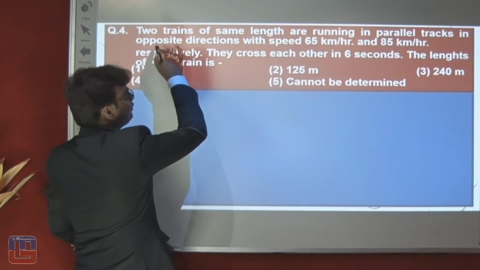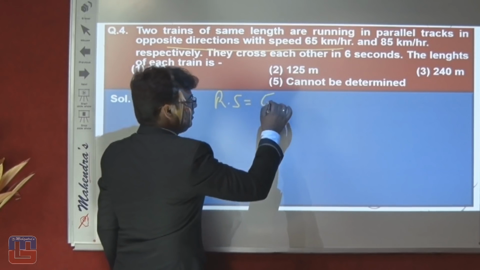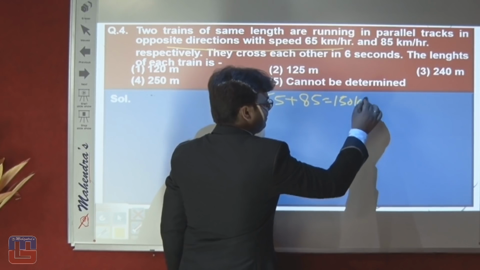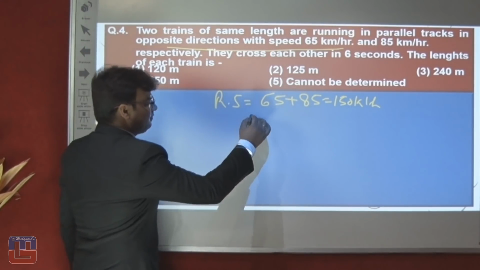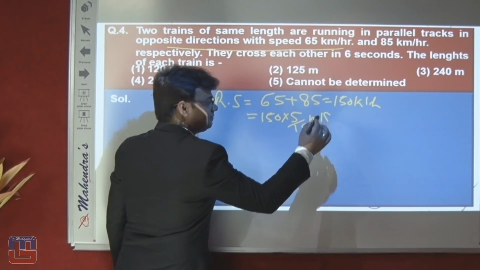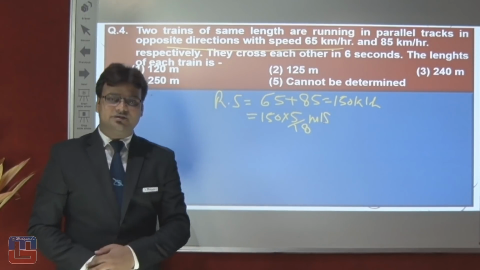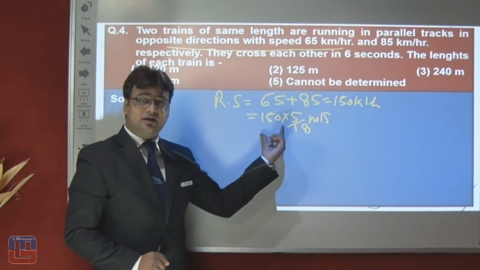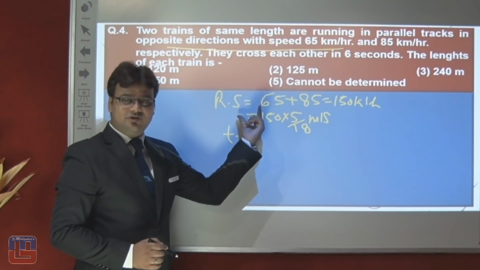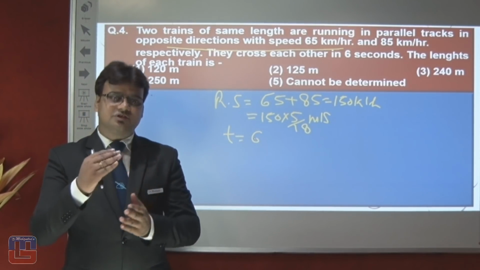Here the question says both trains are running in opposite directions. That means the relative speed is how much? 65 plus 85, that means 150 kilometers per hour. We write it as 150 into 5 by 18 meters per second. That is the relative speed of both trains. They cross each other in 6 seconds. That means this is the speed, and the time is how much? Crossing, 6 seconds. If we multiply the relative speed by the time, we get the distance traveled for crossing.